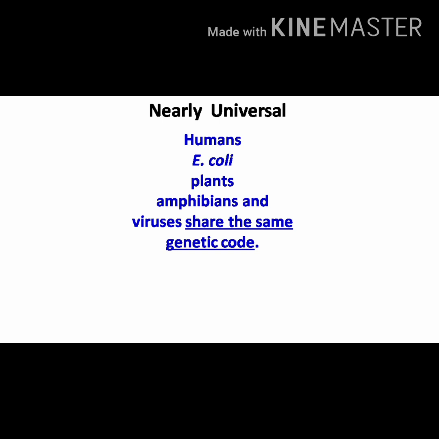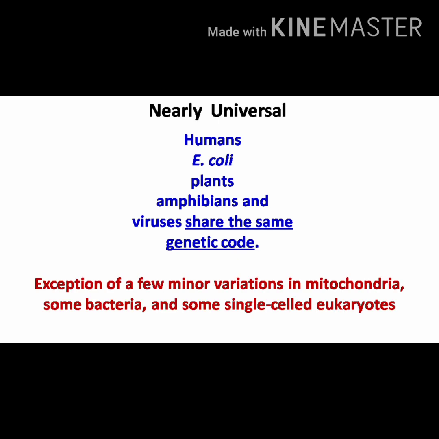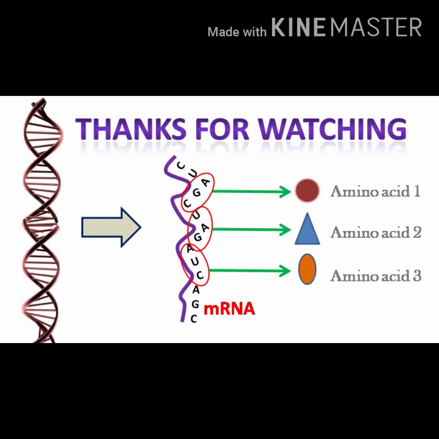Another feature of the genetic code is that it is universal. In human beings, E. coli, plants, amphibians, viruses, the genetic code is the same. With the exception of a few minor variations in mitochondria, some bacteria and some single-celled eukaryotes, where it is different.